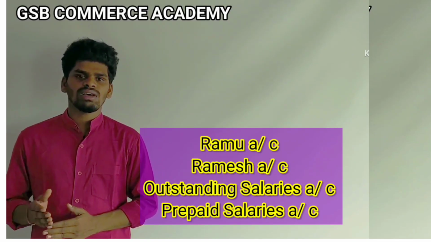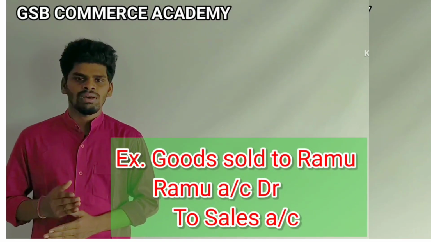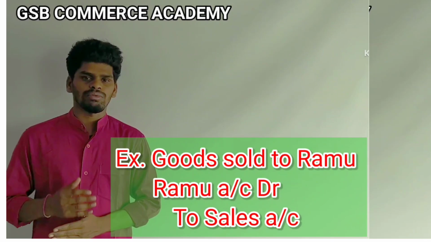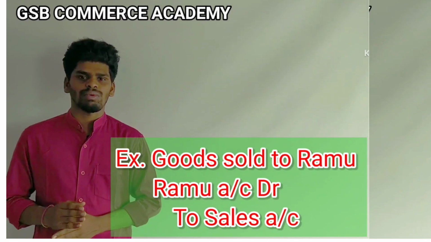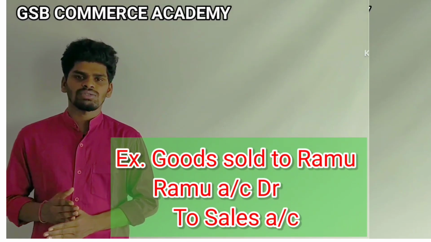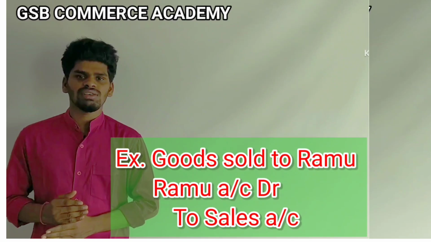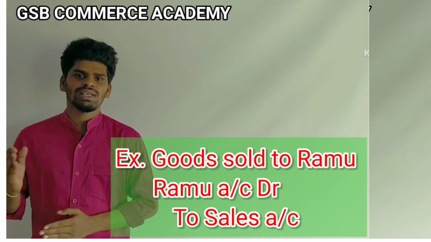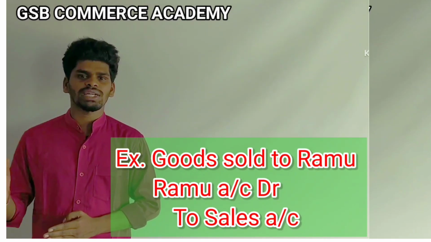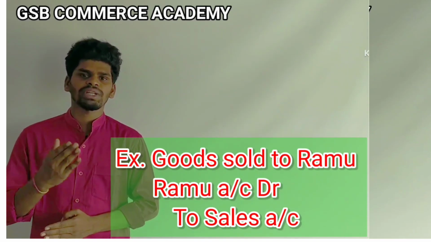And what is an example of the personal account? Goods sold to Ramu. This is one of the examples. What is the journal entry? Ramu account debit to sales account. Ramu is the receiver. For which purpose? Selling purpose. Ramu account debit to sales account. Who is the receiver? Ramu. For that, I am debiting Ramu.